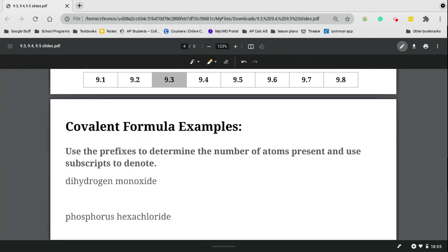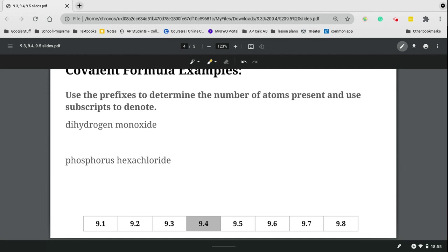And so working backwards is pretty straightforward since the prefixes directly go with the subscript of the element. So here we have dihydrogen, that's going to be H2. Monoxide, that's 1 O. And so that's H2O, that's water. We have phosphorus. There's no prefix there, so that's just going to be 1 phosphorus. Hexachloride, that's chlorine 6. So it's going to be PCl6.